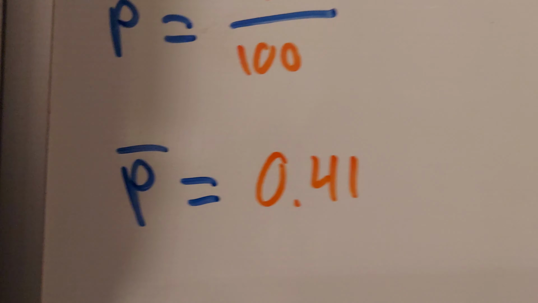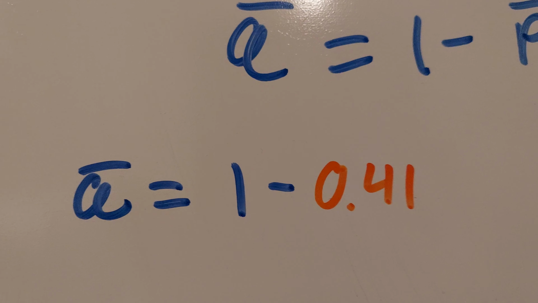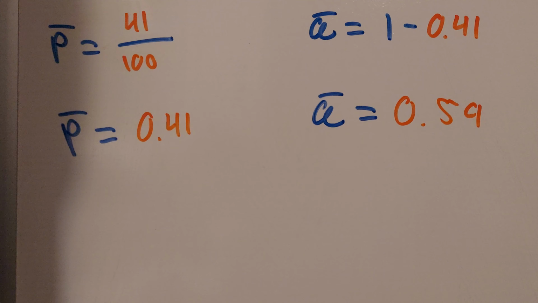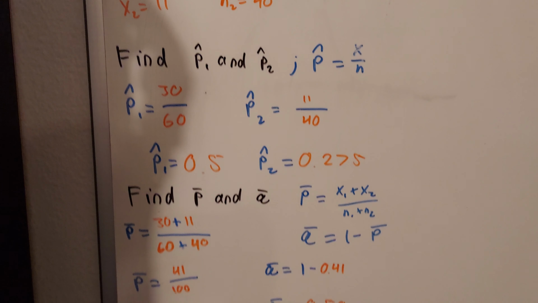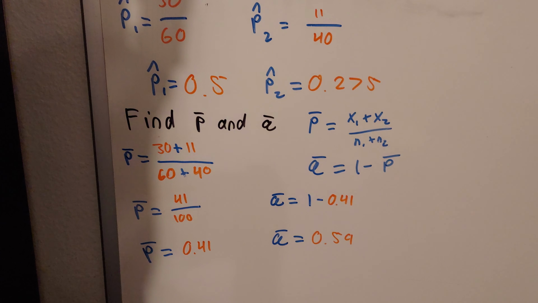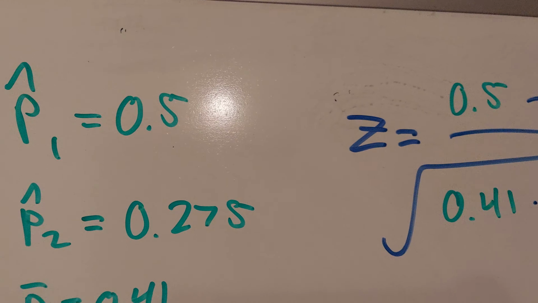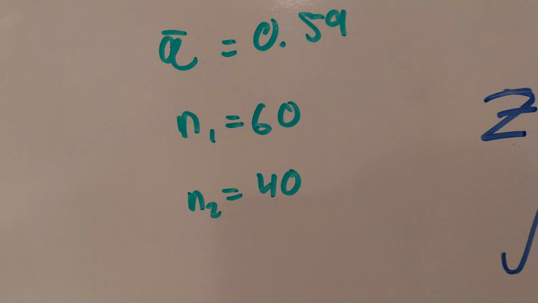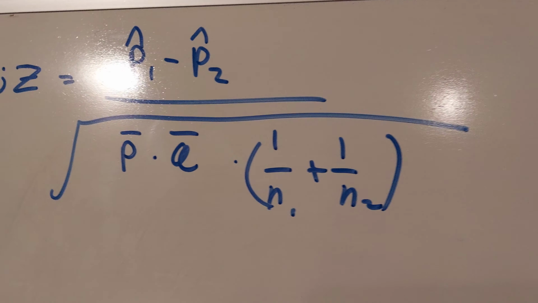Now we just put that into this formula right here, in which q line is equal to 1 minus 0.41, so q line is equal to 0.59. And with that, we've got p line and q line. Now that we have p hat 1, p hat 2, p line, and q line, we can put them in this formula right here. I've already written down the numbers, and we also need n1 and n2, so we're just going to plug them into that equation.